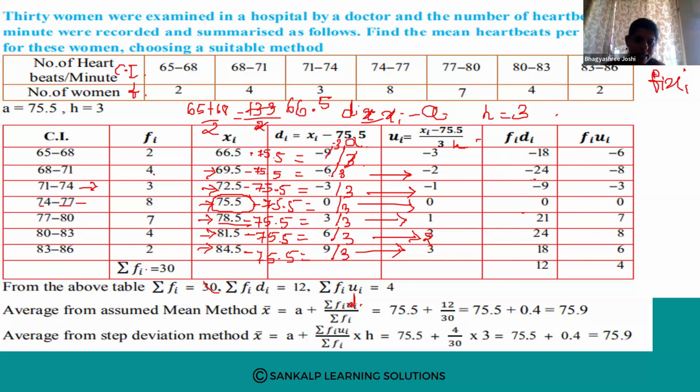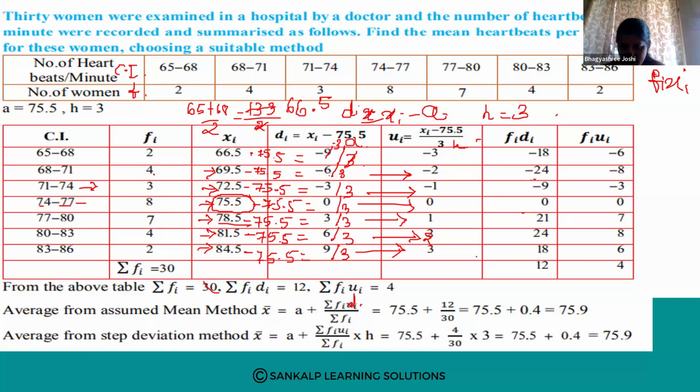Okay. Now we'll calculate sigma Fi, that is 2 plus 4 that is 6, 6 plus 3 is 9, 9 plus 8 is 17, 17 plus 4 is 21, 21 plus 7 is 28, 28 plus 2 is 30, right? So sigma Fi is 30.